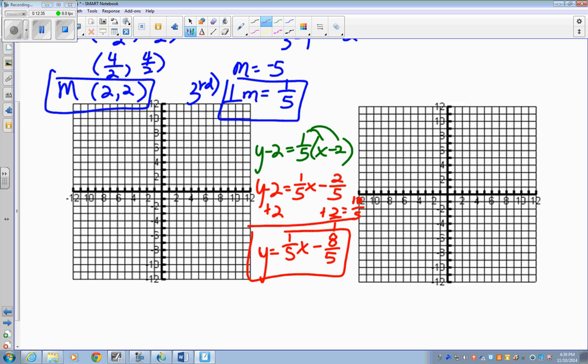And yes, you can have a fraction y-intercept. So that was us practicing and using the midpoint and the perpendicular slope bisector.